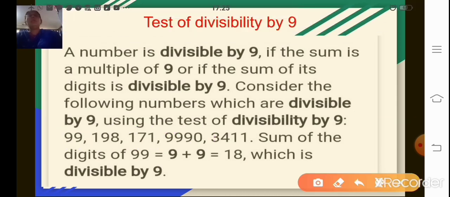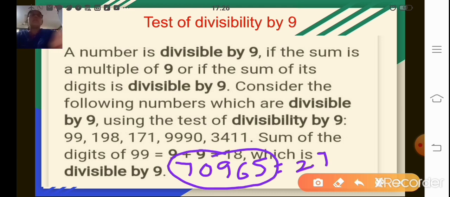Now let me give one more example of divisibility by 9. Suppose I take the number 70,965. Now when you add all the digits, 9 plus 7 is 16. 16 plus 6 is 22. 22 plus 5 is 27. Now 27 is easily divisible by 9. 9 3s is 27. So you can easily say that this number is also divisible by 9. Okay.